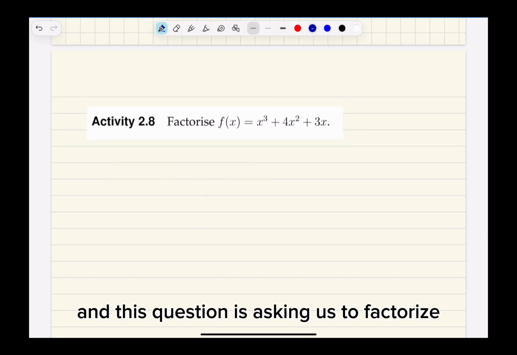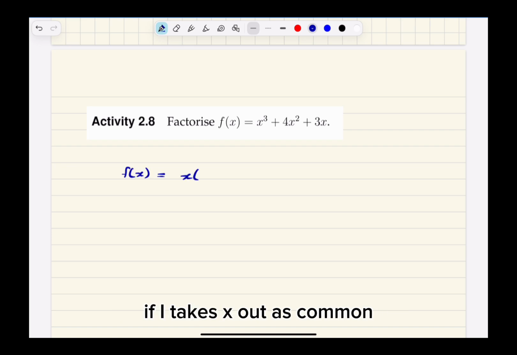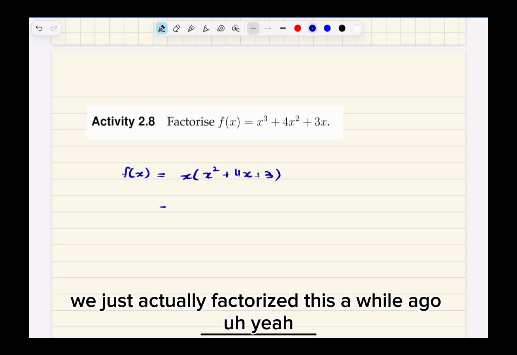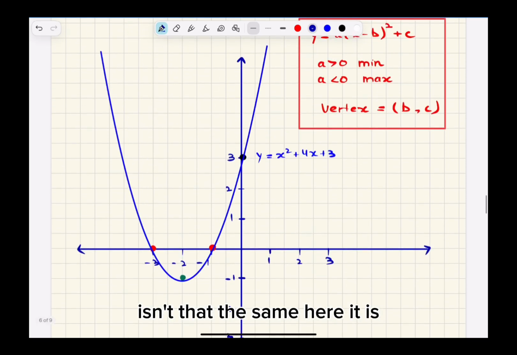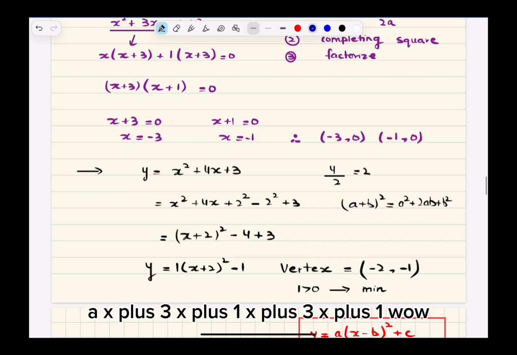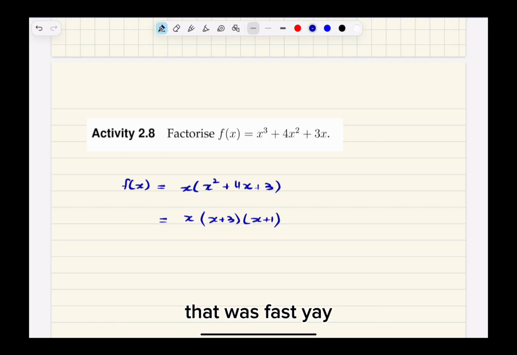This question is asking us to factorize. I'm just going to speed up. If I take x out as common, I'm going to get x squared plus 4x plus 3. Oh, we just actually factorized this a while ago. Isn't that the same? Yes, it is. The factors were (x plus 3)(x plus 1). Wow, that was fast. Yay.